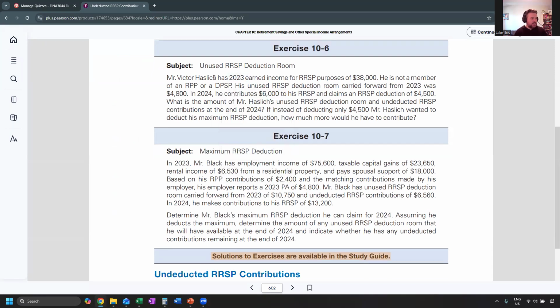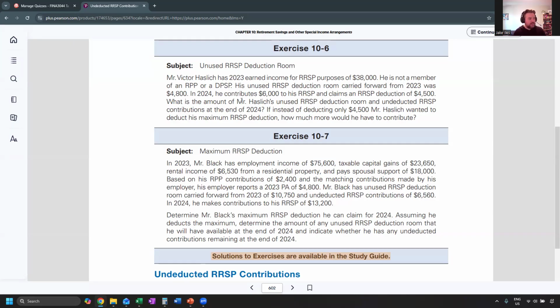Mr. Victor Hashlish has 2023 earned income for RSP purposes of 38,000. He's not a member of an RPP or a DPSP. His unused RSP deduction room carried forward from 2023 was $4,800. In 2024, he contributes $6,000 to his RSP and claims an RSP deduction of $4,500. So he only deducted $4,500, but he put in $6,000. So he's hanging on to $1,500 of deduction space.